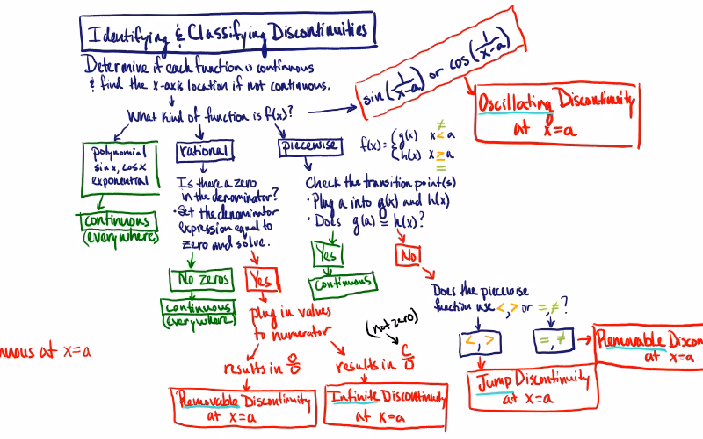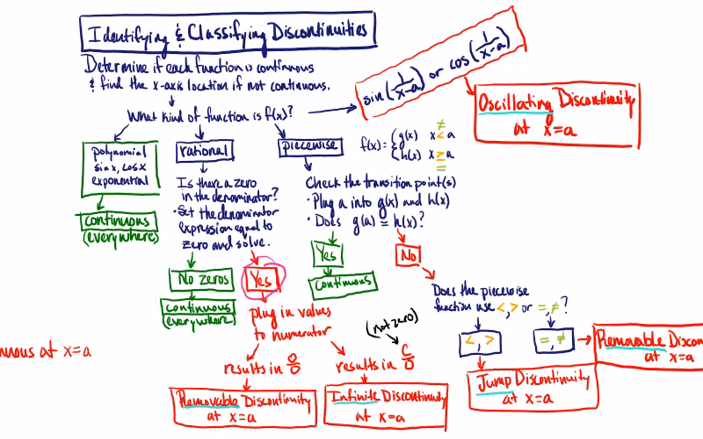If it's a polynomial or sine or cosine, with just x in it or without anything in the denominator, or if it's exponential, if it's any of those, then it's continuous everywhere, right? So you can just write continuous, all right? If it's a rational function, then you check, is there a 0 in the denominator? So you set the denominator expression equal to 0, whatever that expression is. If there are no zeros, that means it's continuous everywhere.